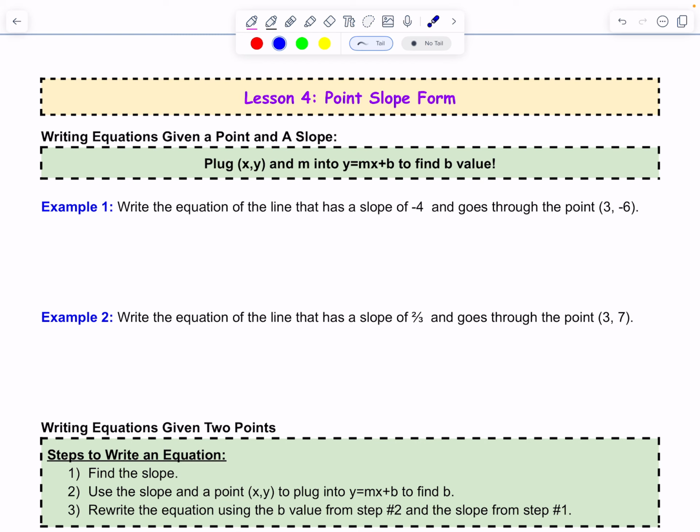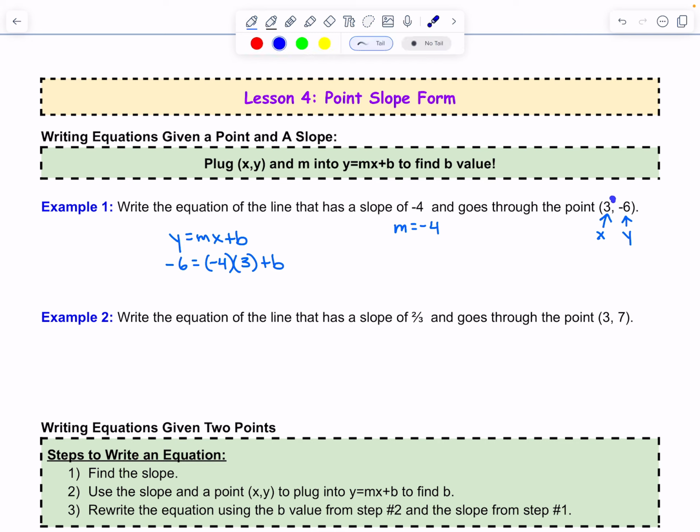Example 1 says write the equation of the line that has a slope of -4. So slope was given to us as -4, and then it goes through the point 3, -6. So the 3 from that point is our x, and the -6 from that point is our y value. We're going to use these three things to plug into y equals mx plus b to solve for our b value. So y was -6, m was -4, x was 3, and then we're going to solve for b.